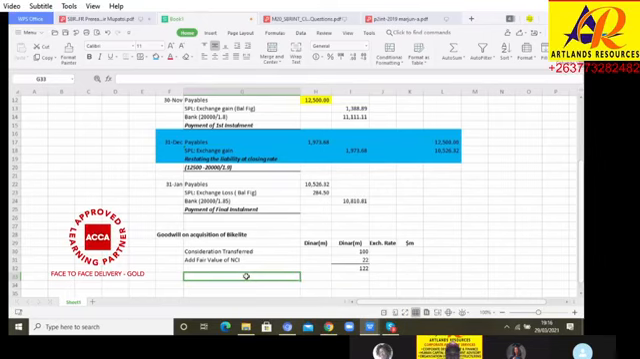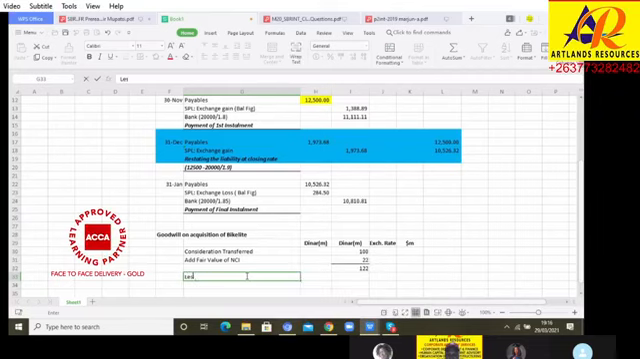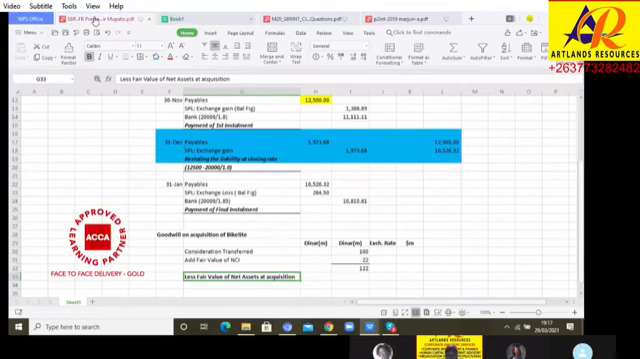Then you say less fair value of net assets at acquisition. Net assets, you just look up in the information.